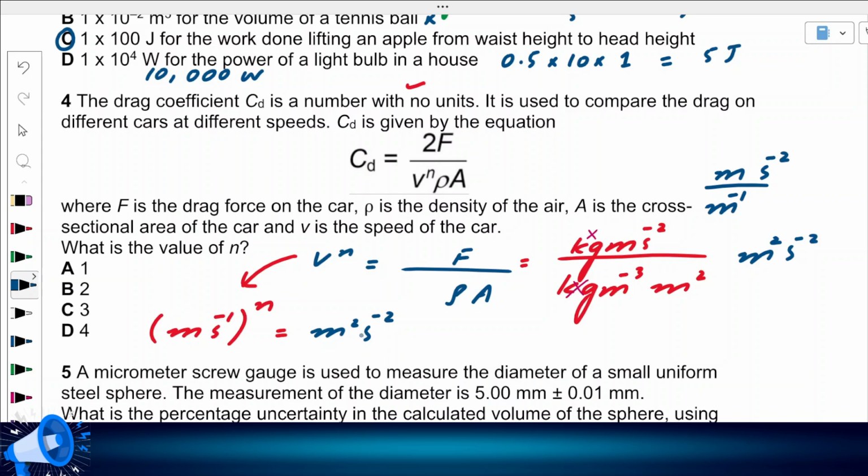Now the right side can also be written as, I mean, some of you can already see the answer, but let me write it anyway. You can write the right side as (m s^-1) raised to the power 2. Now the bases are the same, so you can compare the exponents. So thereby n equals 2.